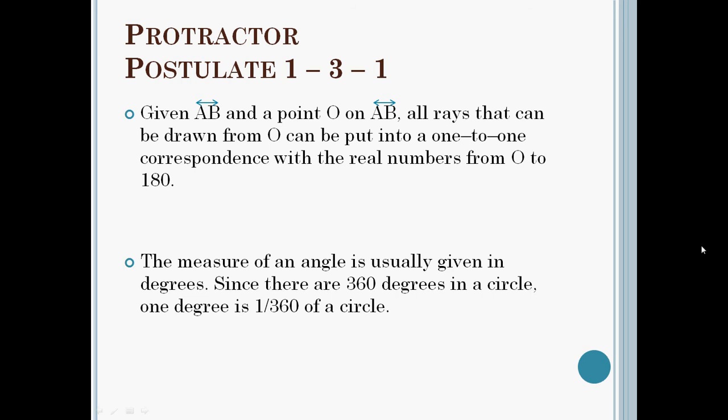The protractor postulate 131 says, given line AB and a point O on AB, all rays that can be drawn from O can be put into a 1-to-1 correspondence with the real numbers from 0 to 180. The measure of an angle is usually given in degrees. Since there are 360 degrees in a circle, 1 degree is 1/360th of that circle.